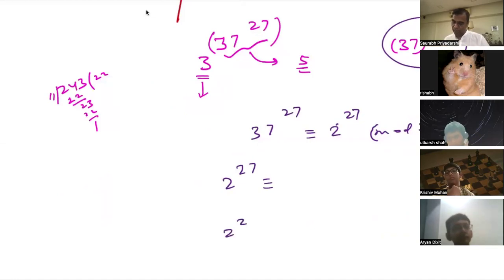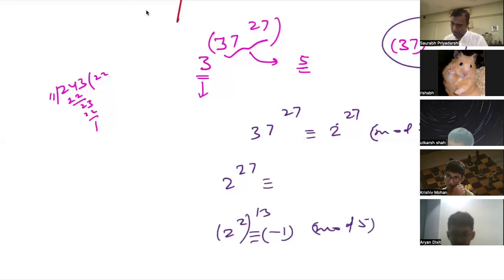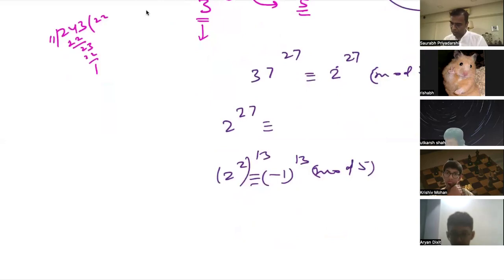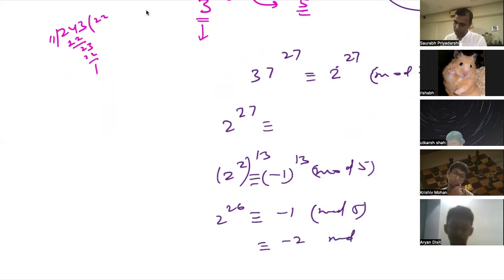So 2 square is 4, that is minus 1 mod 5. And I have to raise to the power 13 on both sides. So I'm getting 2 to the power 26 is 1 raised to minus 1 mod 5, and 2 to the power 27 will be minus 2 mod 5. Minus 2 mod 5 is the same as 3 mod 5. Is this okay?